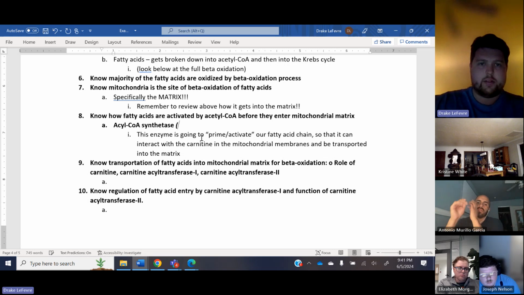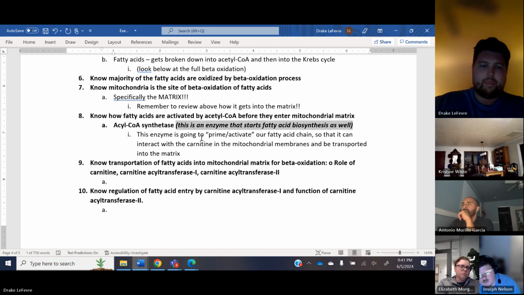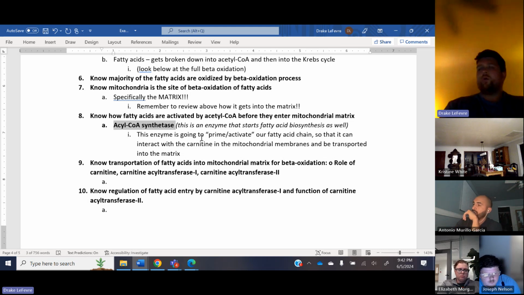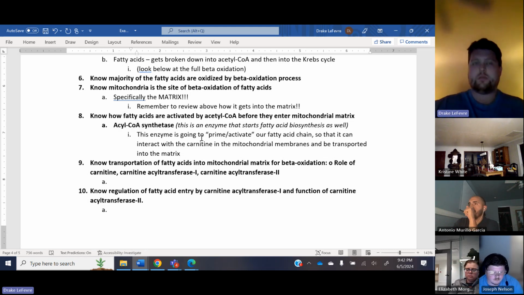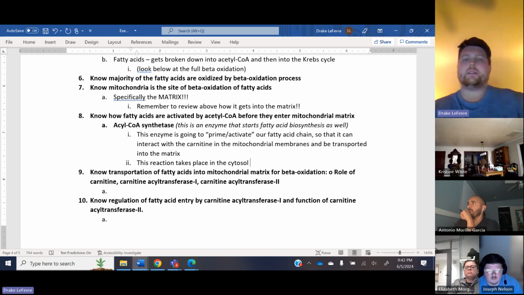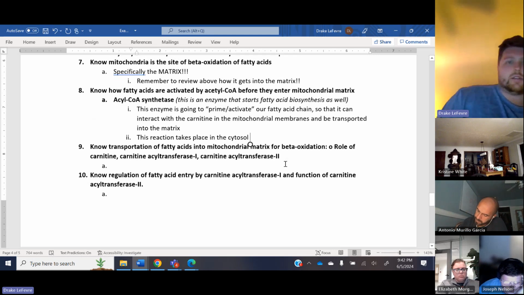And a reminder that this is an enzyme that starts fatty acid biosynthesis as well. Where does this take place? This acyl-CoA synthetase, where does that take place? In the cytosol. In the cytosol, because the synthesis of fats occurs in the cytosol.